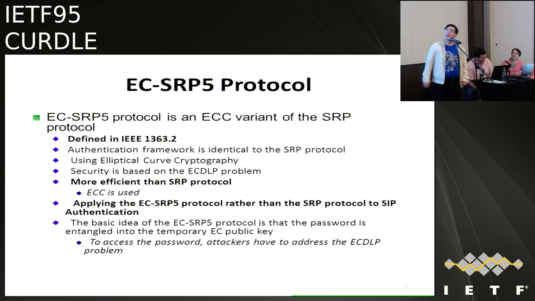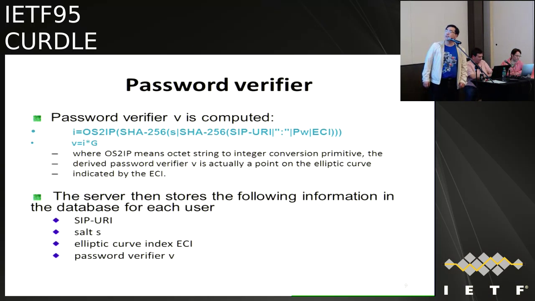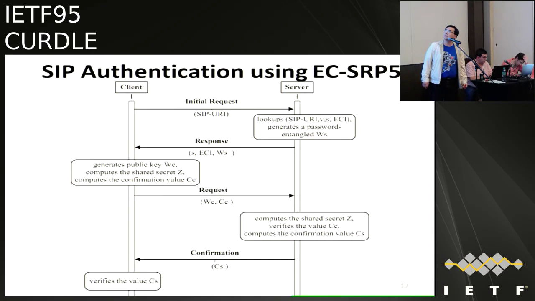Okay, so here is the image of how the server calculates, and the server will have the CPURI, the SORTS, the elliptic curve index, and the verifiers, and then the client could be authenticated by the server in the next slides. By using SIP, the client sends the CPURI to the server, and the server will look up the verifier, and then by using the ECDHE method, generate the shared secret Z between the client and the server. So the client could be authenticated by the server.